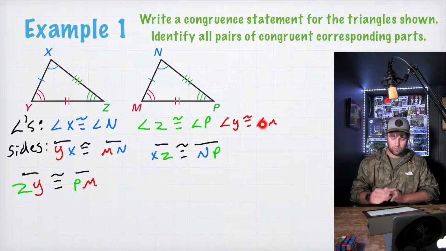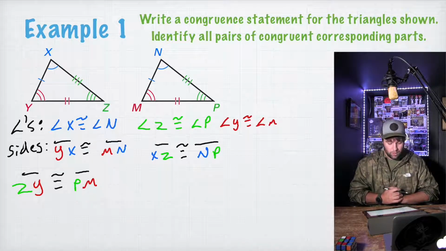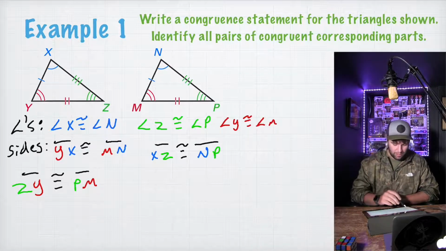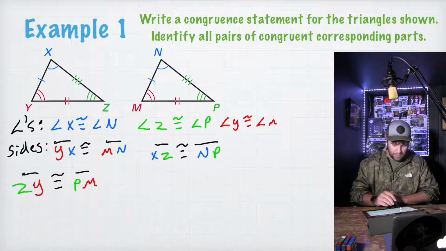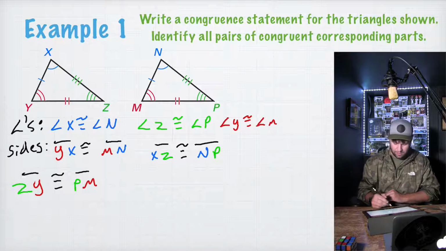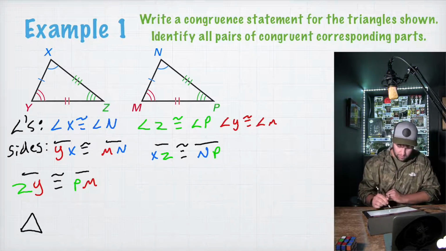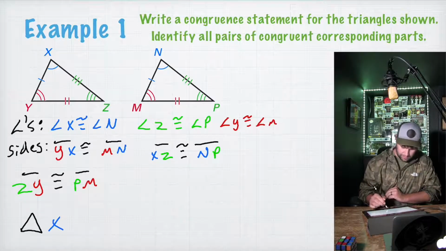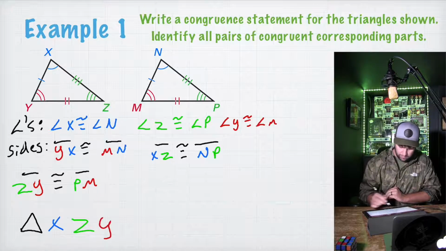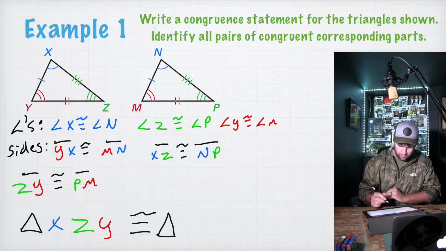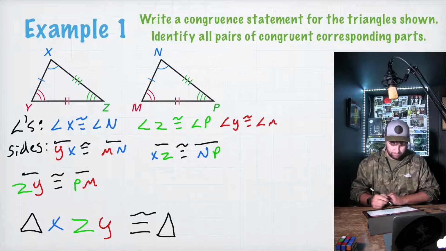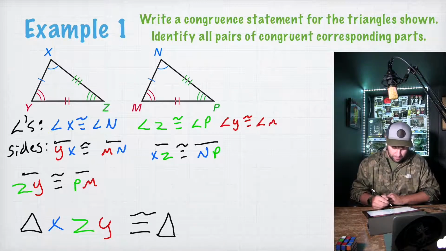Based on angles, really. Okay, so our congruent statement can be written in this order. X, Z, Y is congruent to N, P, M. So, triangle XZY is congruent to triangle NPM.